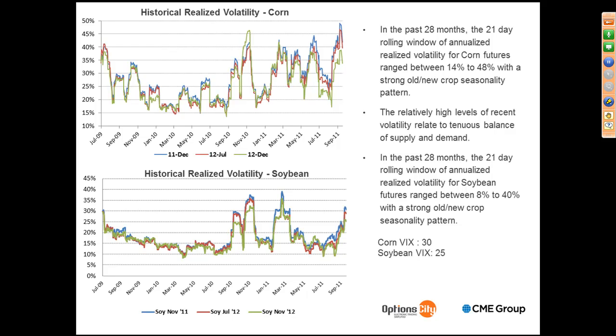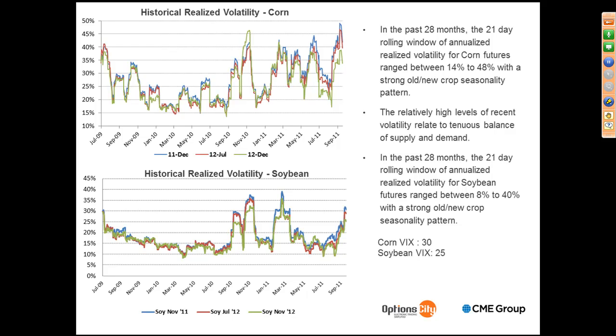On your screen, you have corn volatility and soybean volatility. These are realized or historical volatilities of corn and soybean, and they have been fluctuating between 14 to 48% over the last year, which makes option trading very, very interesting. The reason these fluctuate is because of different kinds of macro factors, different kinds of USDA reports, acreage report, planting report, and so on and so forth, and mainly the weather reports.